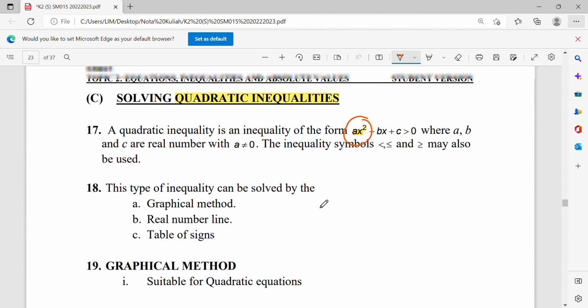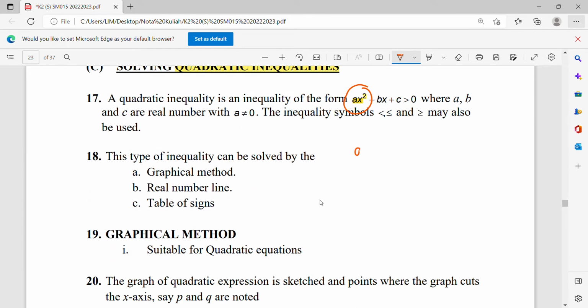I give my steps here. We rearrange our quadratic in general form. Start with something squared, followed by x, and then followed by c. It will depend on your situation whether you are greater than 0 or less than 0, or equal to 0 or not equal. Okay, so you need 0 at the right-hand side. Everything moves to the left-hand side for quadratic rearrangement.